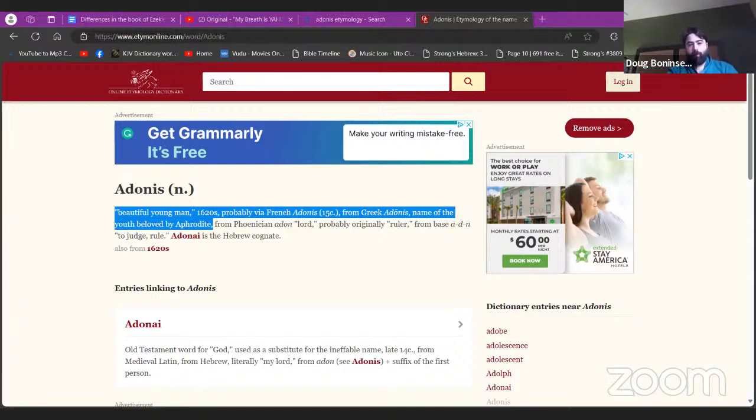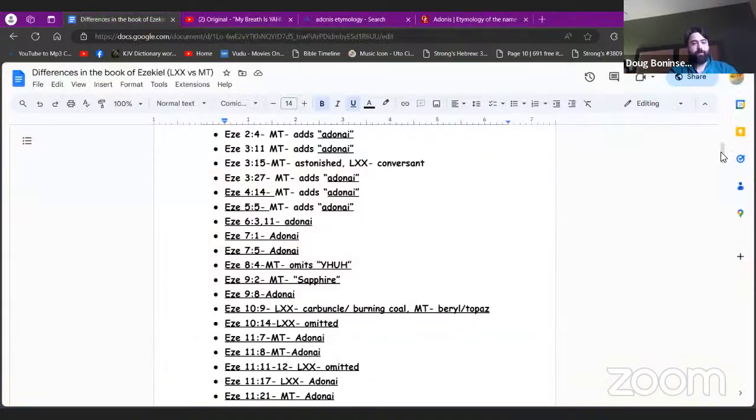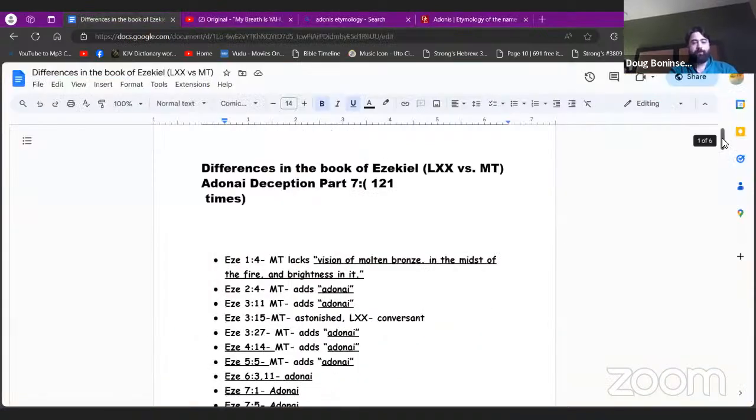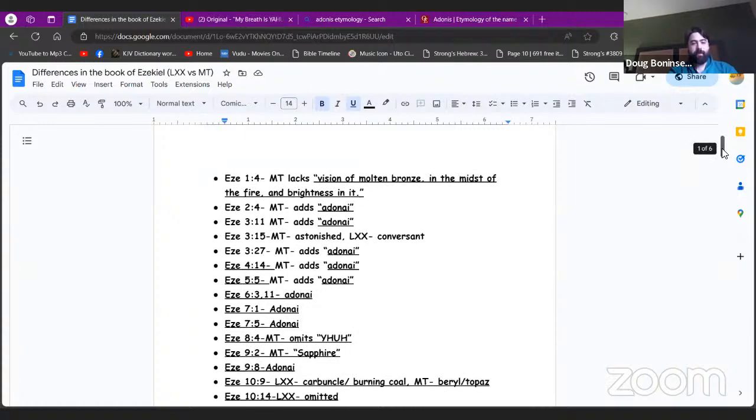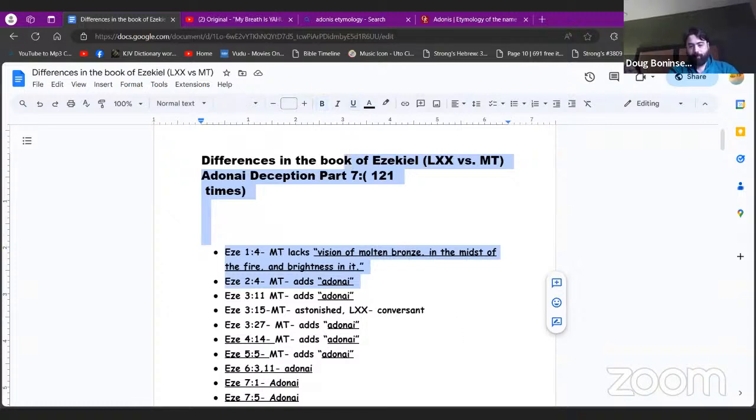But anyway, sorry for the long explanation, but this is one of the places where they will put Adonai there. And this is one of the books that they've added it many times. I've actually counted how many times they've added it in this book: 121 times this word is added in the book of Ezekiel. So the next verse we are going to go to is Ezekiel chapter 3, verse 11. So Ezekiel 3:11.